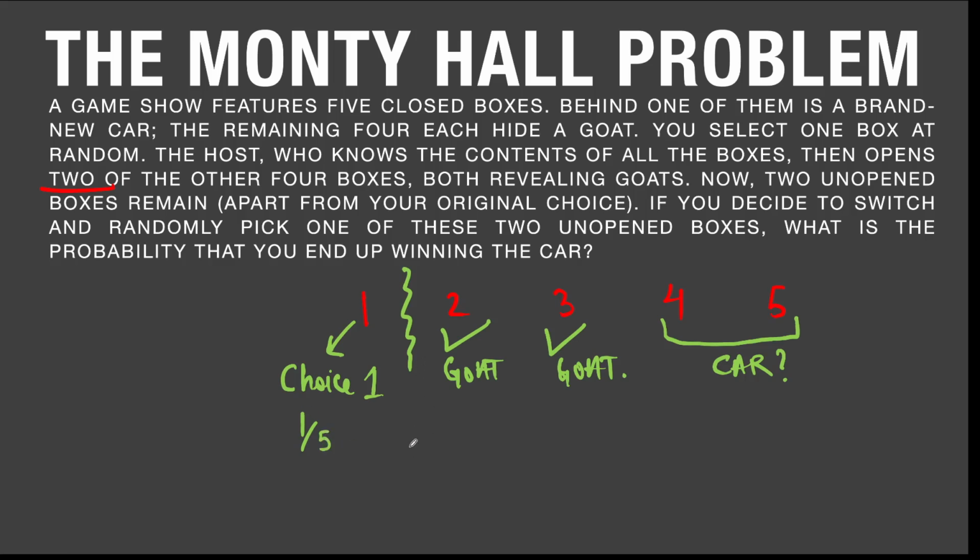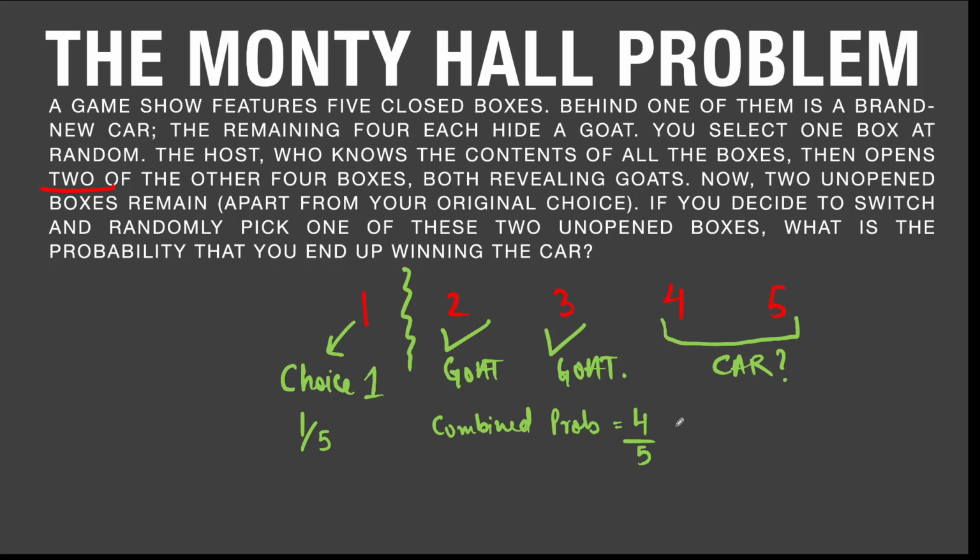The combined probability of getting a car in the next 4 doors is going to be 4 over 5: 1 by 5 plus 1 by 5 plus 1 by 5 plus 1 by 5. So the combined probability of there being a car is 4 by 5 in the next 4 doors.